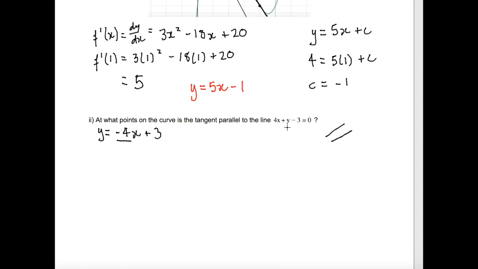So we're going to say, all right, dy/dx must equal -4. So -4 equals 3x squared minus 18x plus 20. Then what we have to do is find the x value. We just have to solve for this x value. If I add 4 to both sides, I get 3x squared minus 18x plus 24.